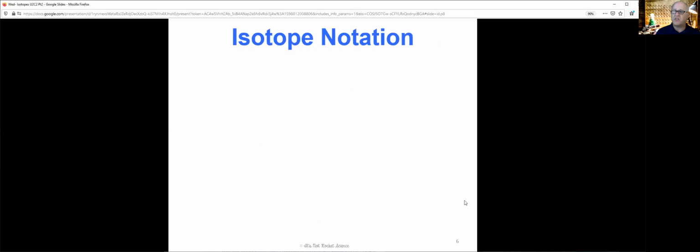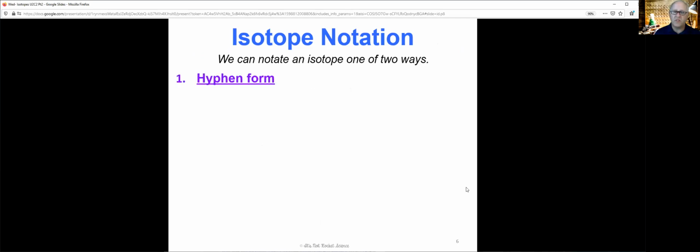Now, there is some isotope notation, and we can notate an isotope in one of two ways. The first way is the hyphen form. Make sure you're getting this down because you're going to find this on your quiz a little bit later today. It's the name of the element with a hyphen and then the mass number. So for example, potassium-40. That's going to tell us that it is potassium and its mass is 40.